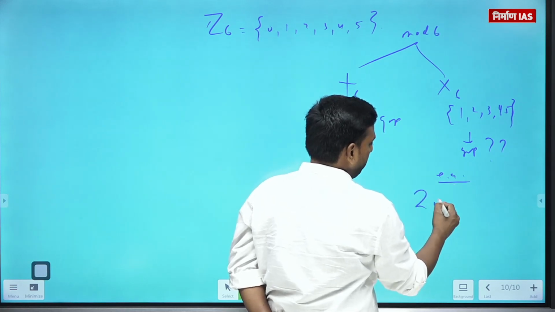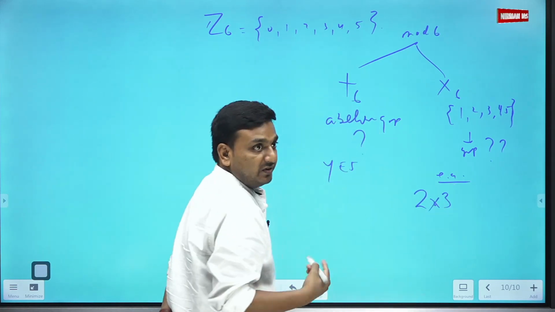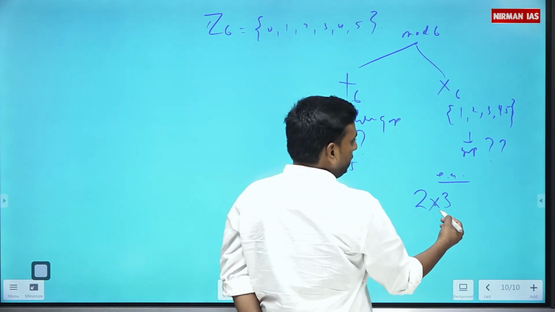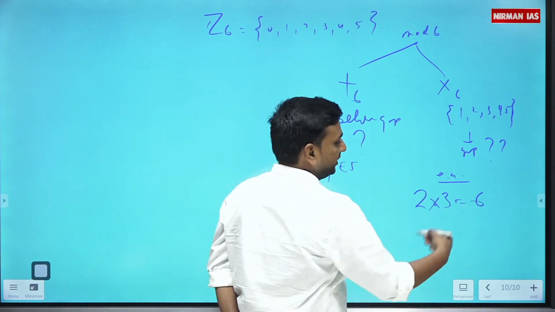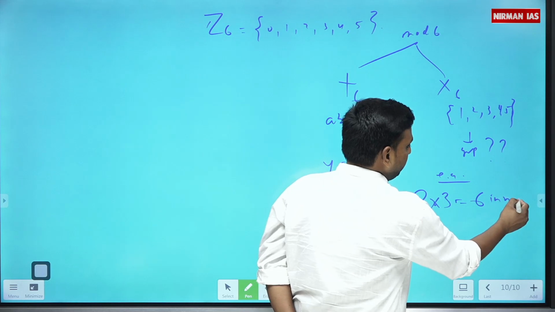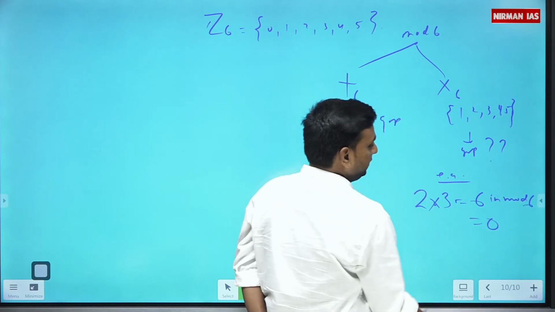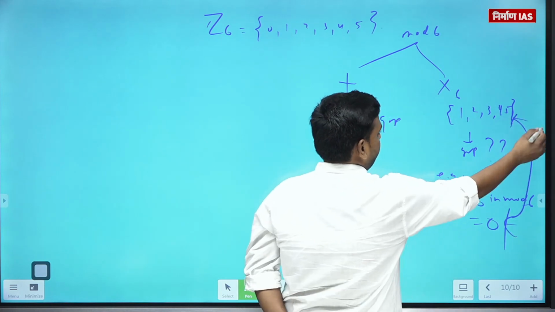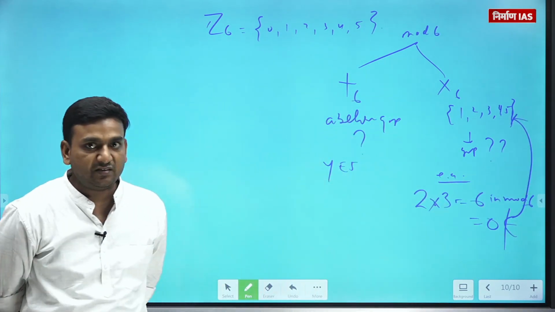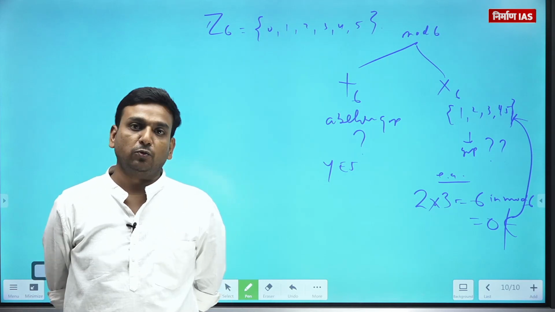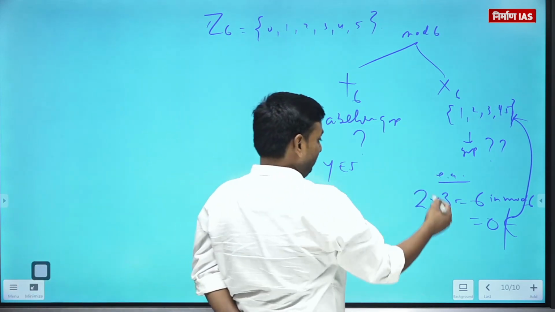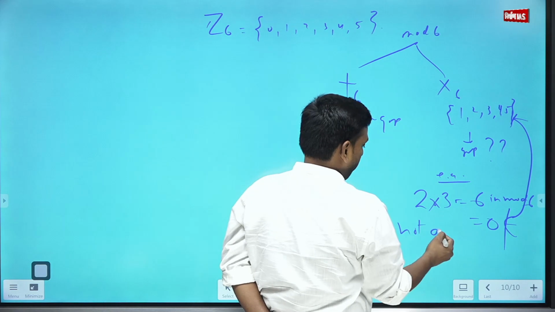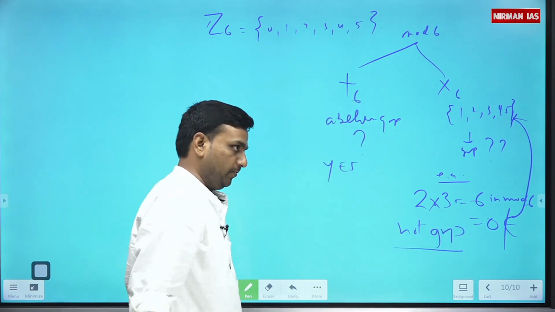If I compose 2 and 3, compose means multiplication you are taking. So 2 into 3, that will be 6. And 6 in modulo 6 is what? 0. But 0 is not in this set itself. So that means with respect to multiplication, this does not form a group.